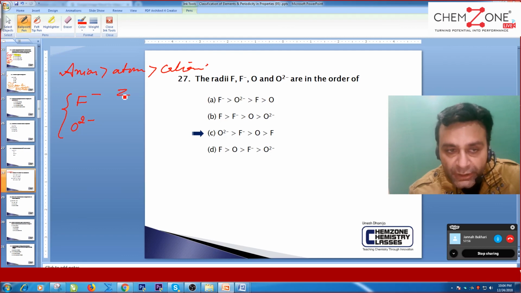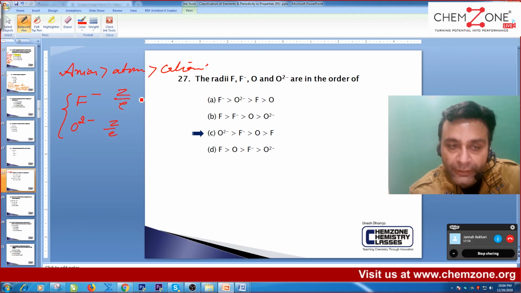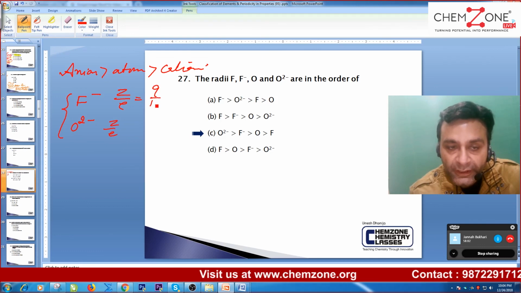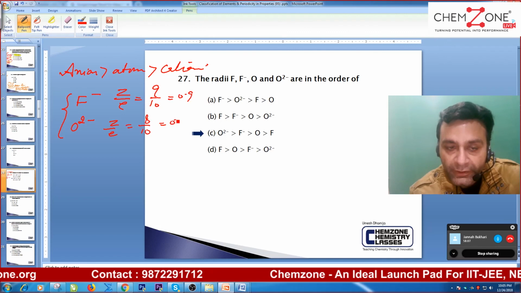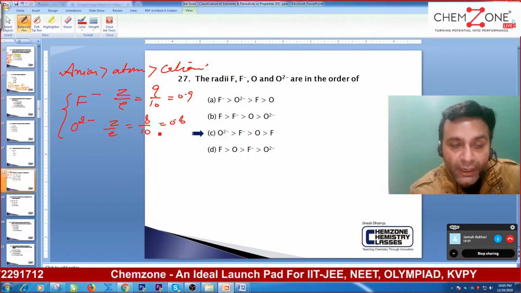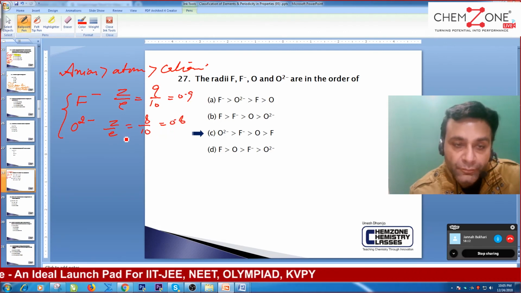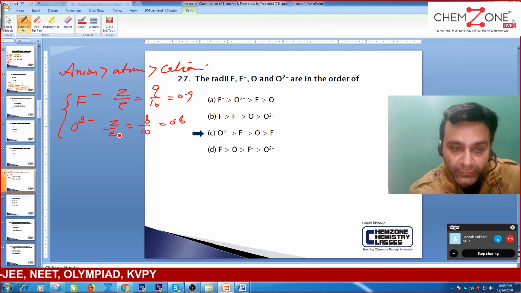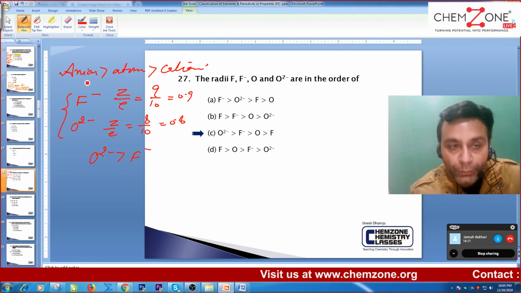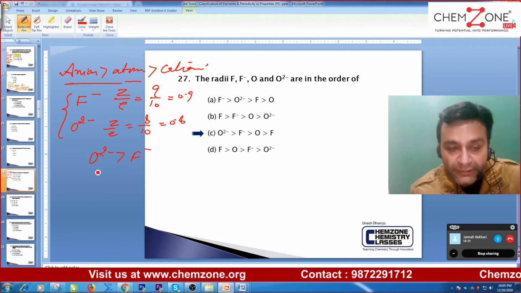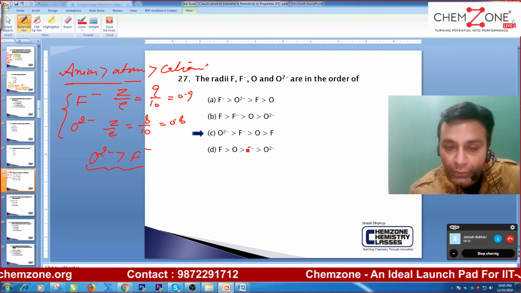So find out the nuclear charge per electron from among these. Nuclear charge is 9 upon 10 and 8 upon 10. It's 0.9 here and 0.8 here, right? So which has the higher nuclear charge per electron? The fluorine. Higher nuclear charge per electron means more attraction, so smaller. So I can say the oxide ion is bigger than the F negative here. Anions are always bigger than the atom, so these are greater than neutral O and F.